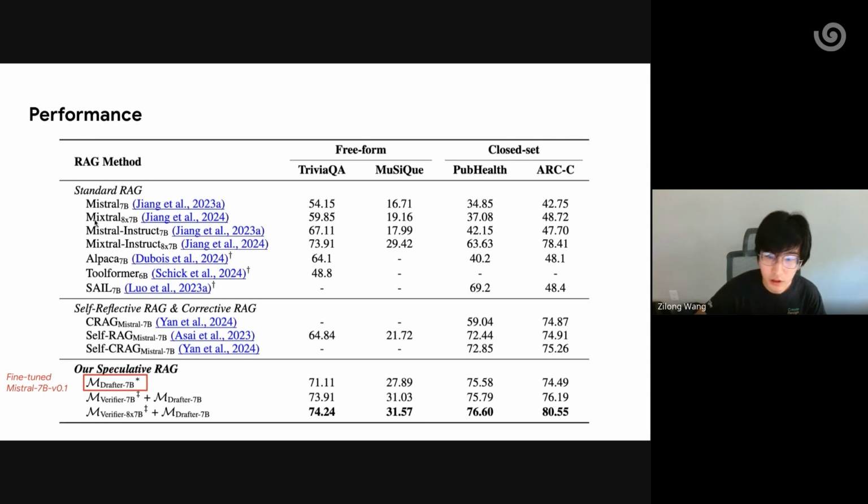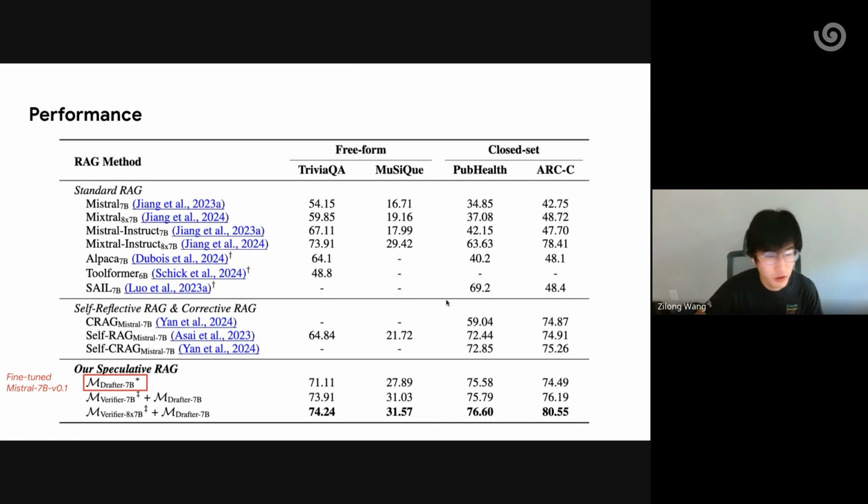We compare two categories of RAG system. The first one is called standard RAG. That's a very common practice for RAG systems. You input the documents to it and get your final answer. For the second category, we also reproduce the results of these two more recent works. One is called self-reflective RAG from UW, and another one is corrective RAG. Corrective RAG actually is a very close follow-up work to Self-RAG, so you can see they even have a Self-CRAG version.